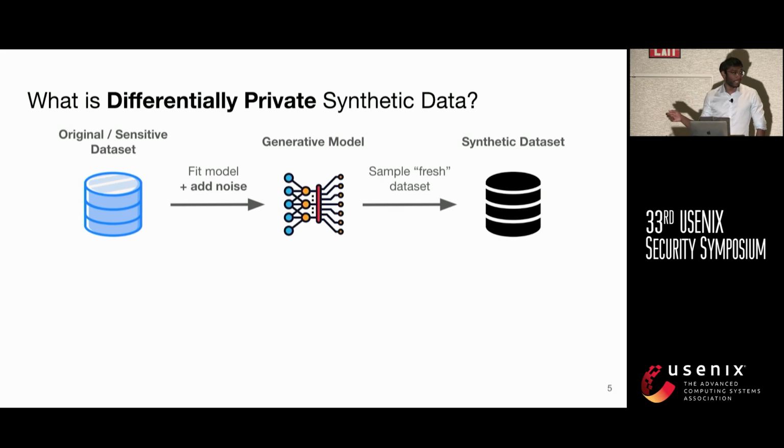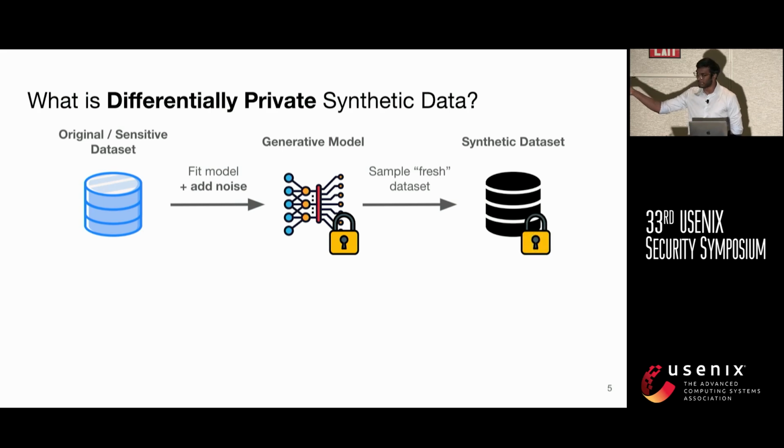So the standard way of adding DP to synthetic data is in the model fitting process. Basically, noise is added during the model fitting, which makes sure that the generative model that's trained on the data set satisfies DP. There's a nice theorem of DP called the post-processing theorem, which means that when we sample a synthetic data set from this generative model, it gets the DP guarantees from the generative model itself.